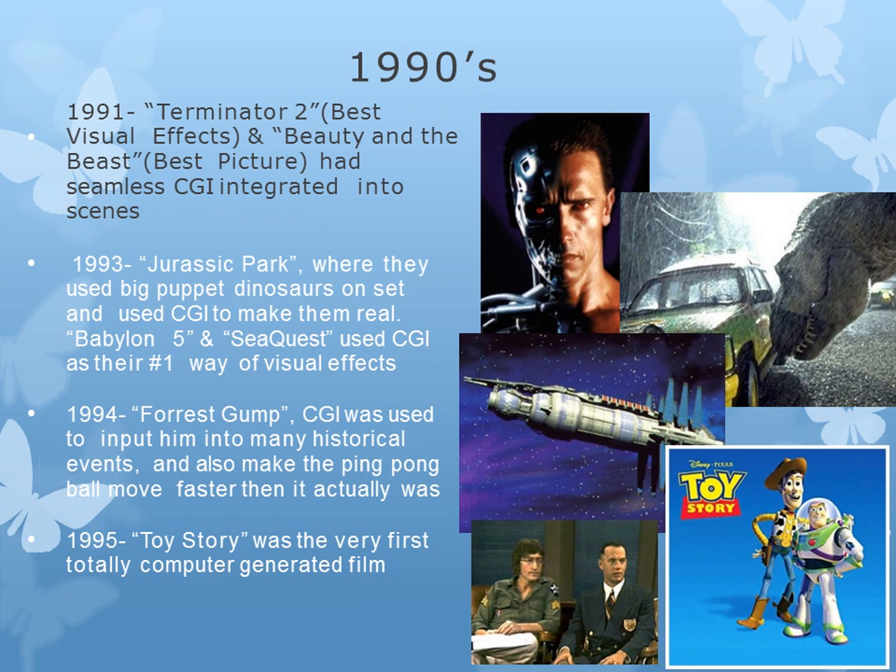Then when we go to the 1990s, in 1991 Terminator 2 had the best visual effects, and Beauty and the Beast, the best picture nominee, had seamless CGI integrated into scenes. And then again they continued in 1993 with Jurassic Park, 1994 Forrest Gump, and 1995 Toy Story. Again it continues.